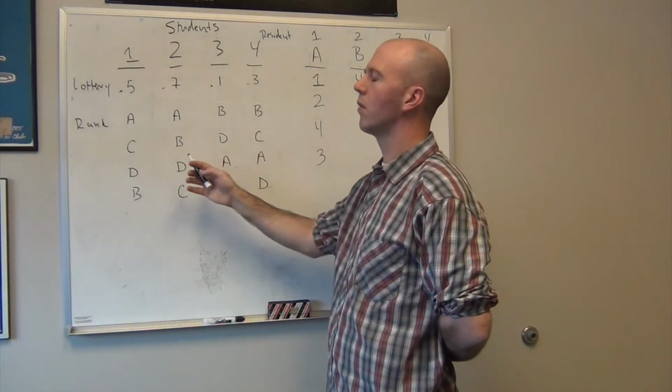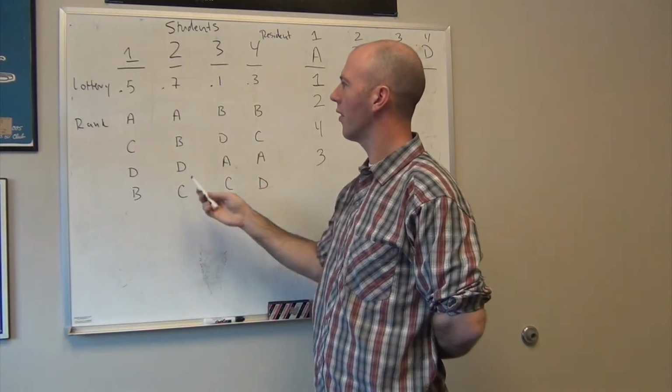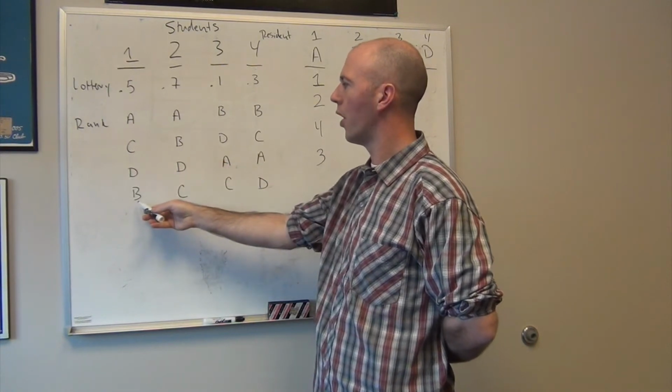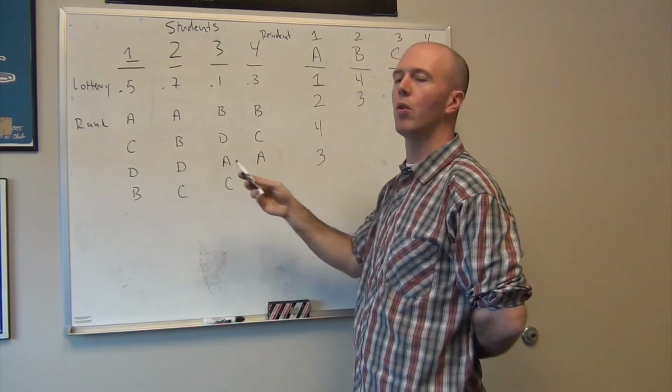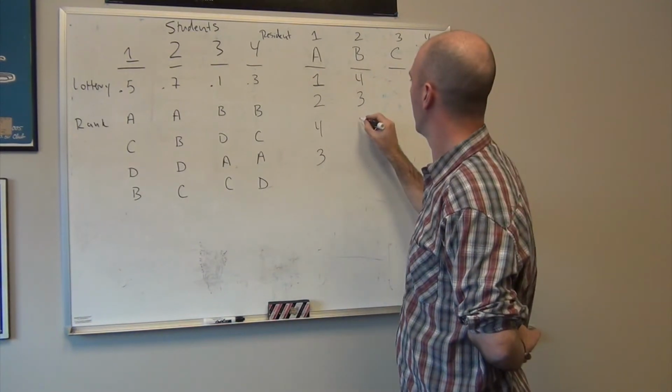For 1 and 2, we're asking the same question. First we ask who ranks it highest, and in this case 2 ranks B second, and 1 ranks B last, so 2 ranks B higher, and so 2 has higher priority.